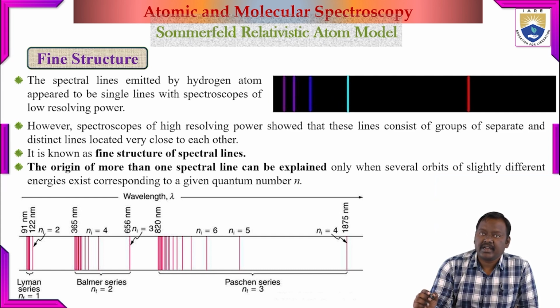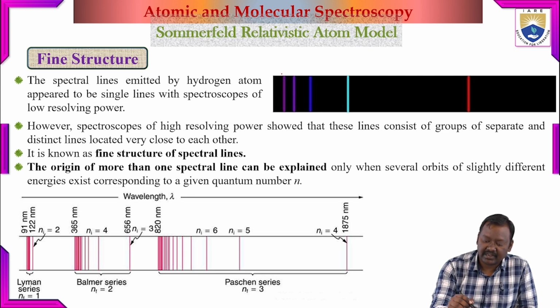In earlier lectures, we already discussed that whenever hydrogen gas is heated to higher temperatures, it emits light at different wavelengths, particularly in the visible region. Here, all these are the light emitted at those particular wavelengths when observed using a spectroscope of lower resolution.